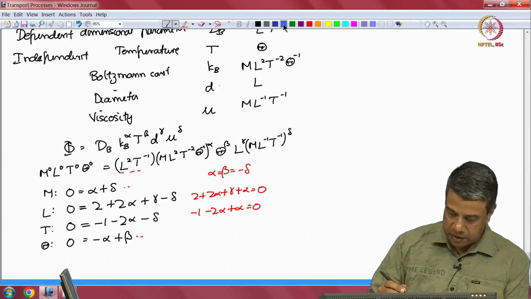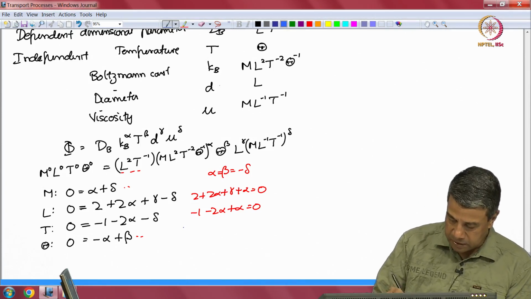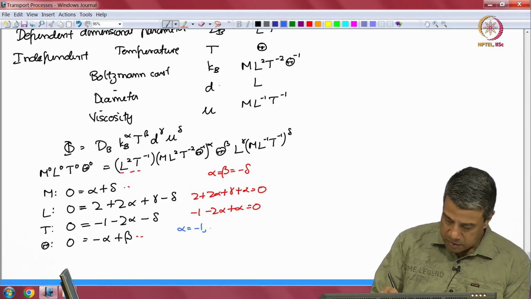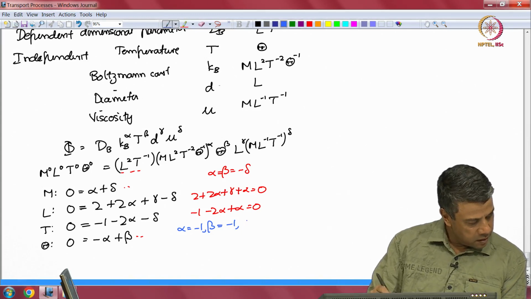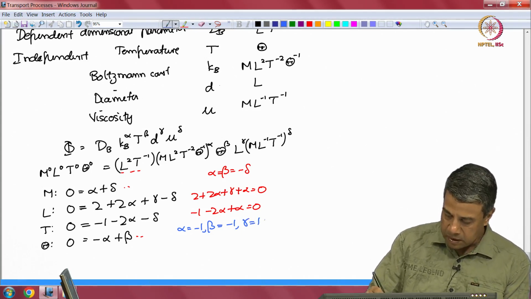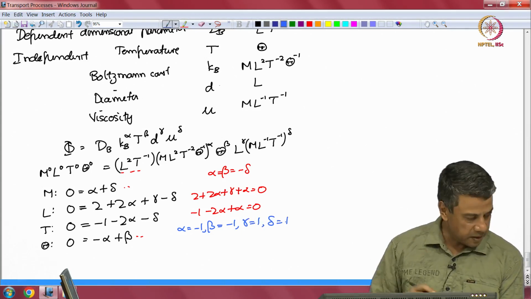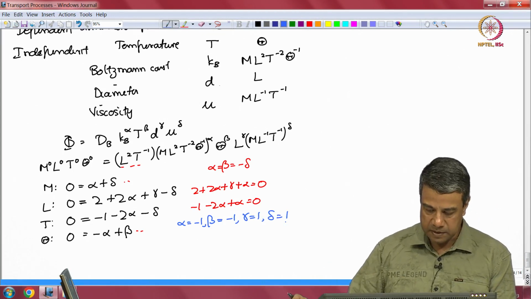And therefore, after solving these two, I will get alpha is equal to -1, beta is equal to -1, gamma is equal to 1, and delta is equal to 1. So, that is the final expression that we get.